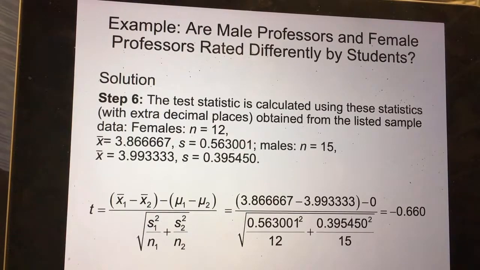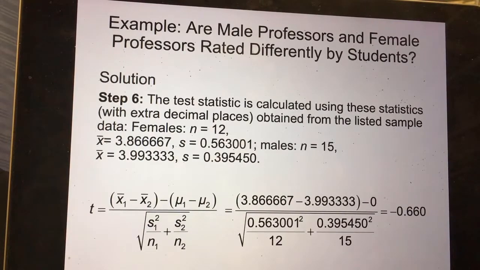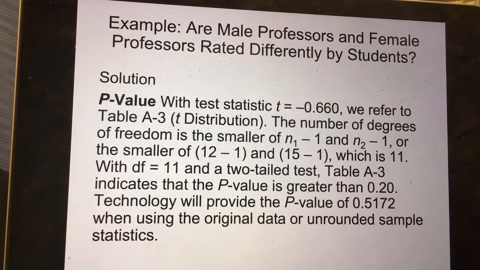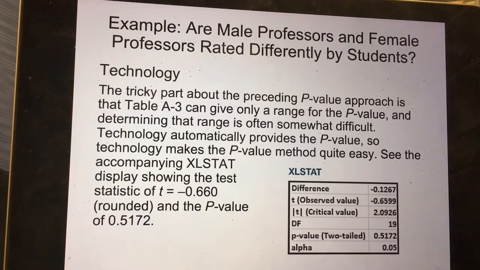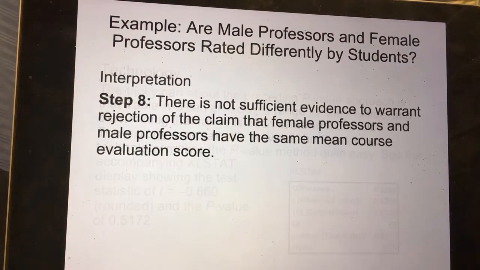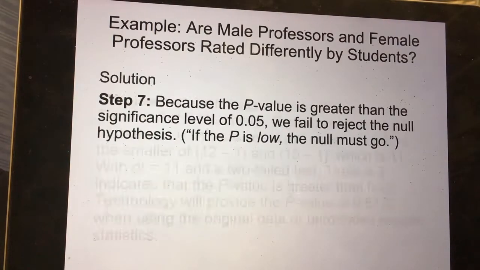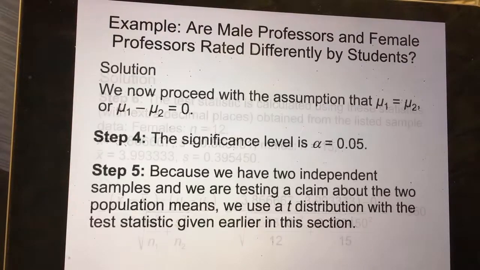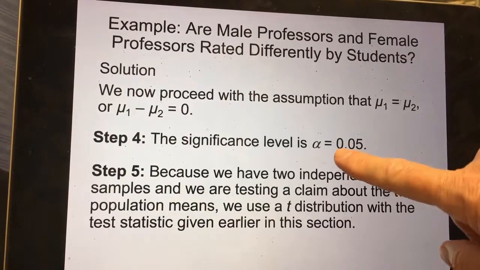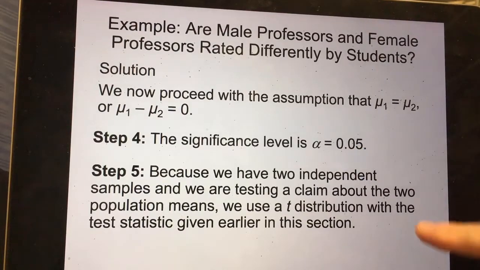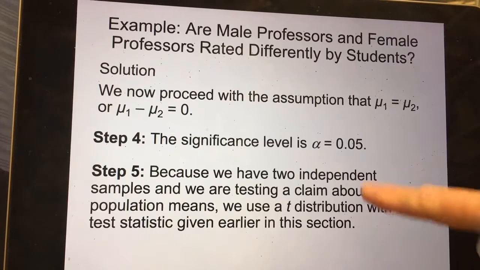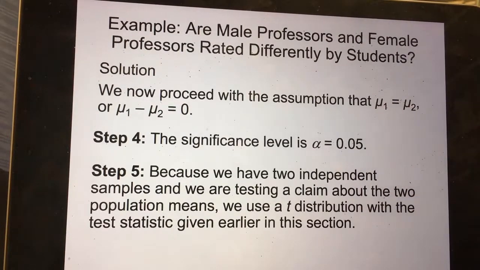Now they had their technology spitting out their critical value. We don't have that option. So we're going to have to find our critical value from our t-chart. So let's go over to look at our specifications here. And we have a level of significance of 0.05 split into two tails. So let's go find the t that's going to go with 0.05 split into two tails.